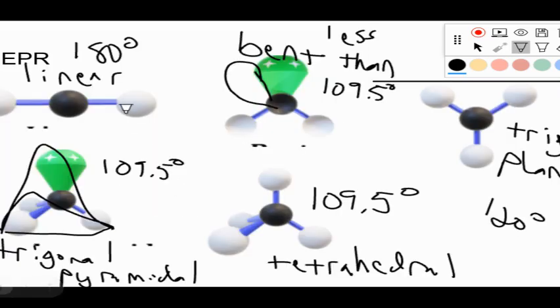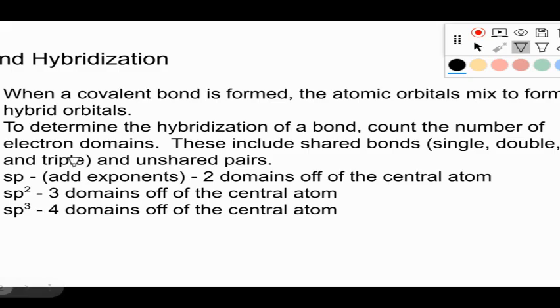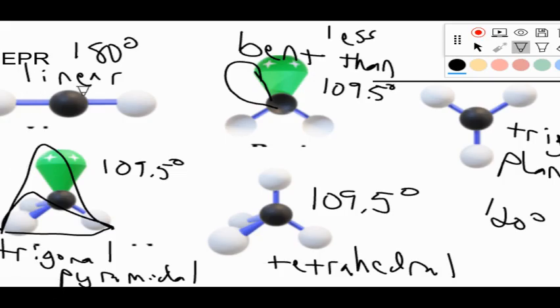So let's go back and do that with this one. So I have 2 bonding regions off of this. So if I only have 2 bonding regions, then that is going to be SP. 1 bonding region, 2 bonding region. And so because of that, your linear is an SP for bond hybridization.